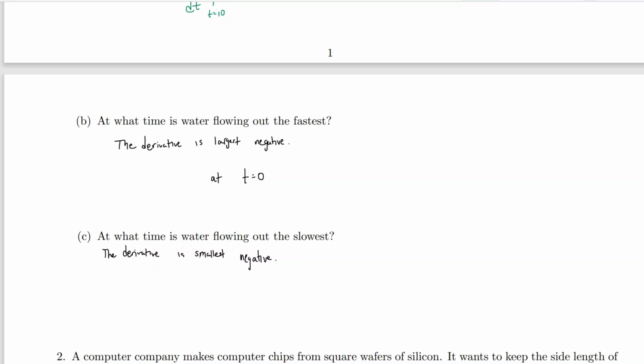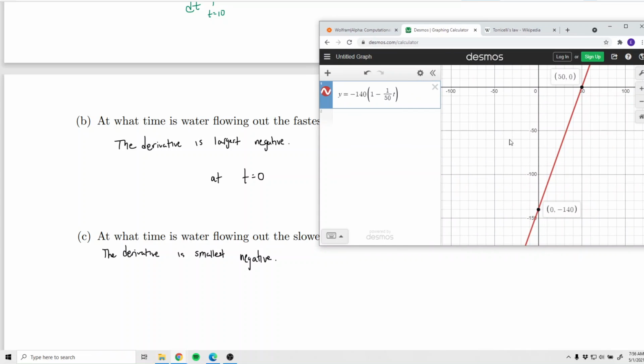And when is it flowing out the slowest? Well, that's when it's the smallest negative. Well, the smallest negative, since it just keeps getting less and less negative until we get to the end, is actually at the very end, at t equals 50. So the derivative is smallest negative at t equals 50.